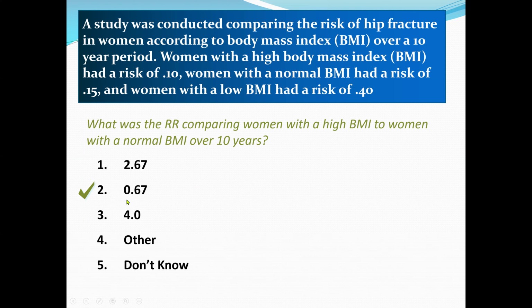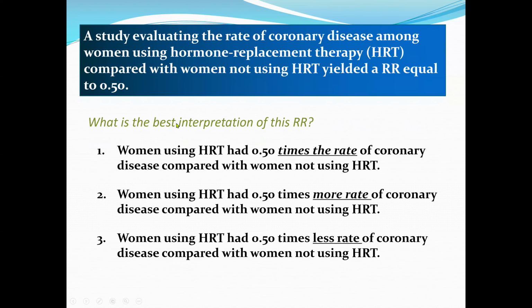But in this second question, we find out that the high BMI has only 0.10, but the normal has 0.15. So 0.10 divided by 0.15 will give me a value less than 1. So with this, we are going to interpret it: if we have a result less than 1, it means the risk factor has a weak association with the outcome. So this is the best interpretation for it.